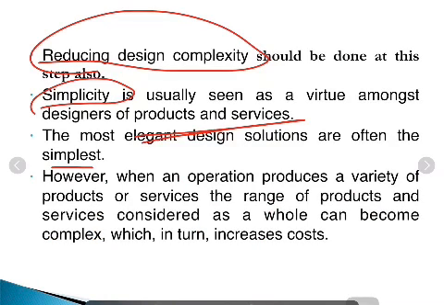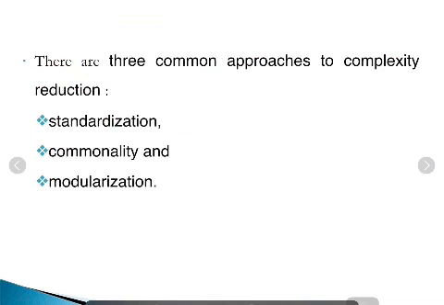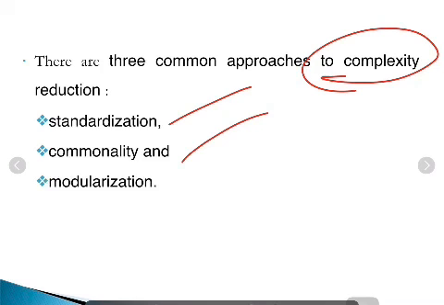However, when an operation produces a variety of products or services, the range of products and services considered as a whole can become complex, which in turn increases cost. So we have to make the design simple. There are three common approaches to complexity reduction in order to reduce the complexity of the product. We can follow standardization, we can follow commonality, we can follow modularization.